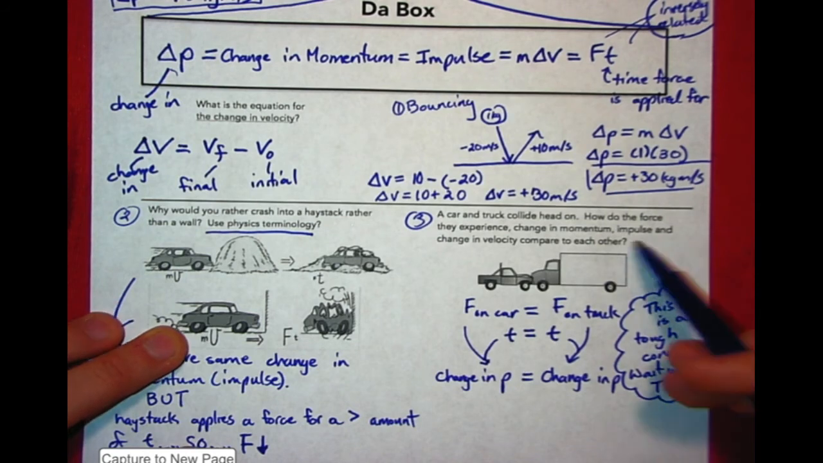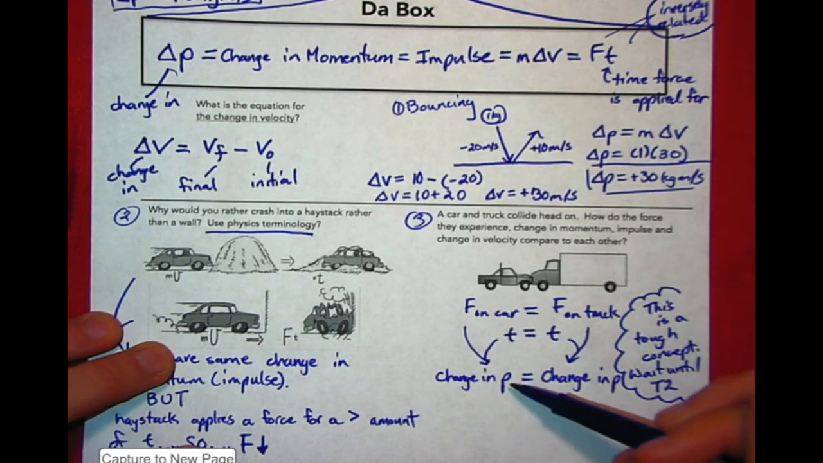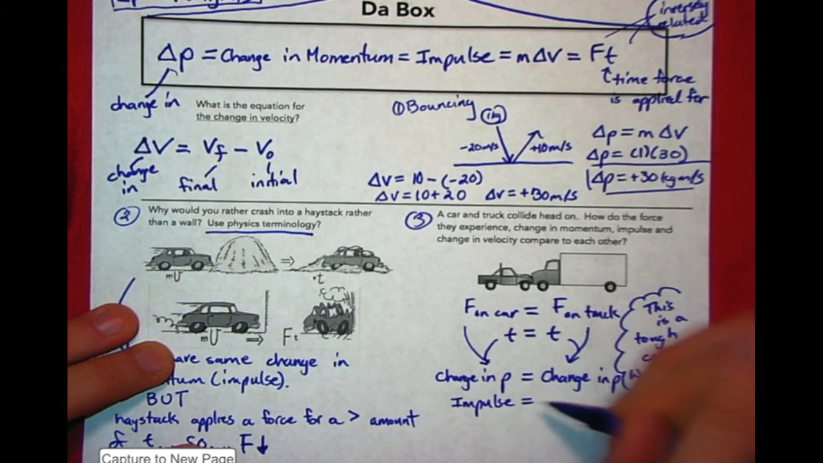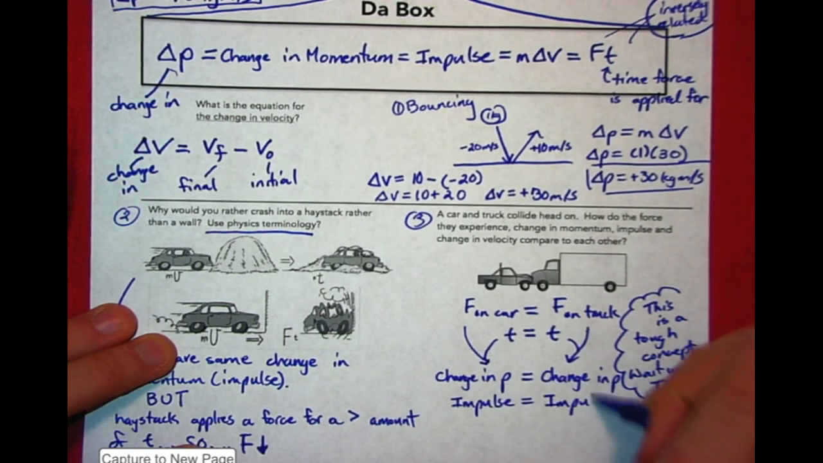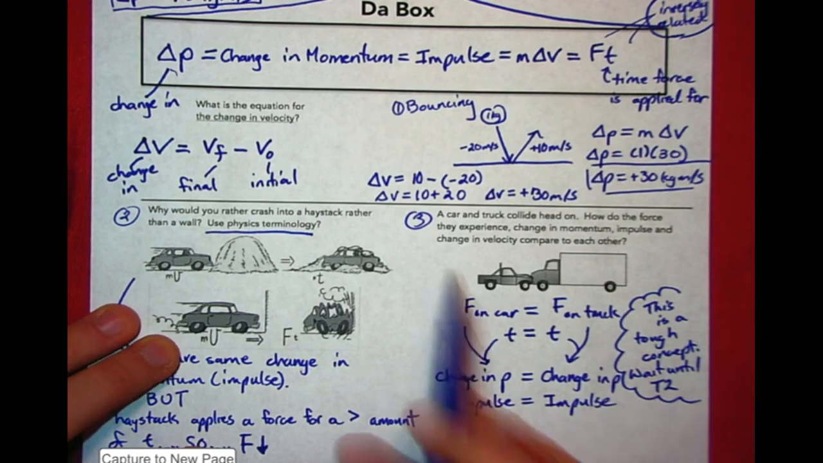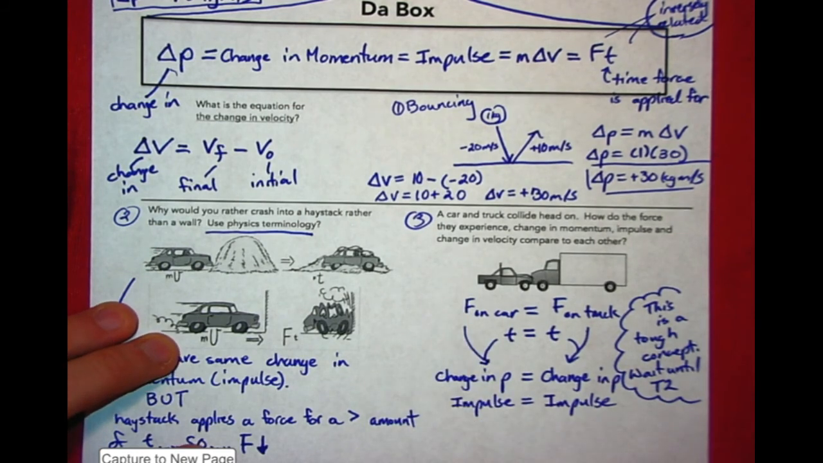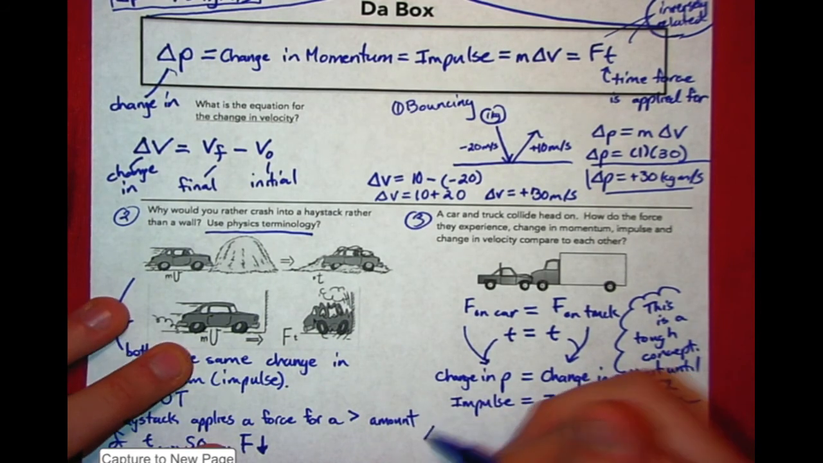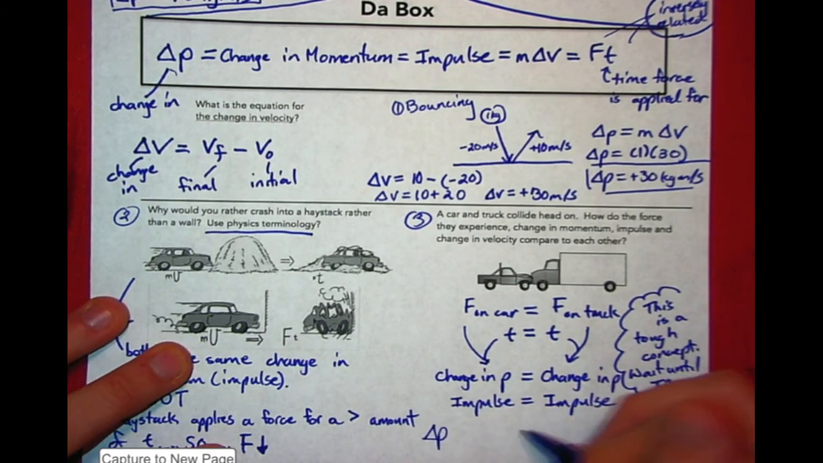And then how does their impulse compare? Well, the change in momentum is the impulse, so the impulse is also going to be the same for the car and the truck. And then finally, how does the change in velocity compare to each other? All right, now we're going to have a difference because we know that our change in momentum is going to be the same for both objects.